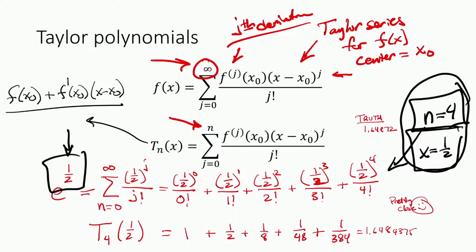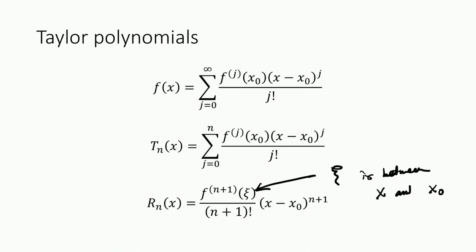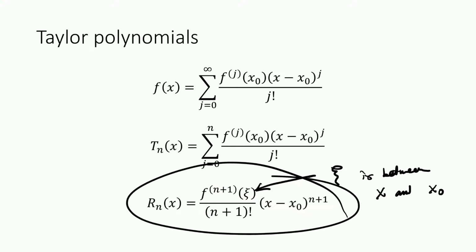So this is just a way that we can approximate how close, if we add up a bunch of numbers and stop, how close can we expect to be to the truth? We can use this remainder theorem. Where is my remainder theorem? There it is. And we will use this more in your homework.